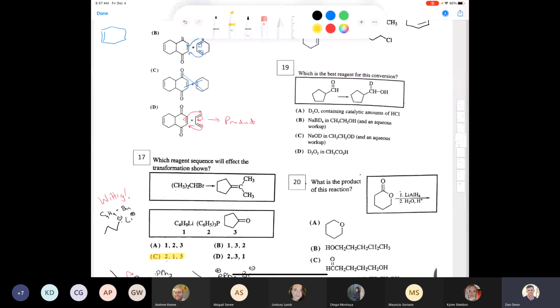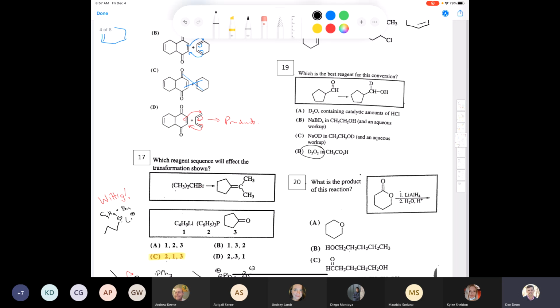I'll give you a second to look at it. Remember that D just stands for deuterium, an isotope of hydrogen. The reason they put those in there is a way for them to test you, to make sure you understand the mechanism. Say, for example, it says D2O. That's just water with deuterium replaced. And you have sodium borodeuteride, which is the same thing as sodium borohydride, except you have deuteriums instead of hydrogens. NaOD is just deuteroxide, which would be this instead of hydroxide.